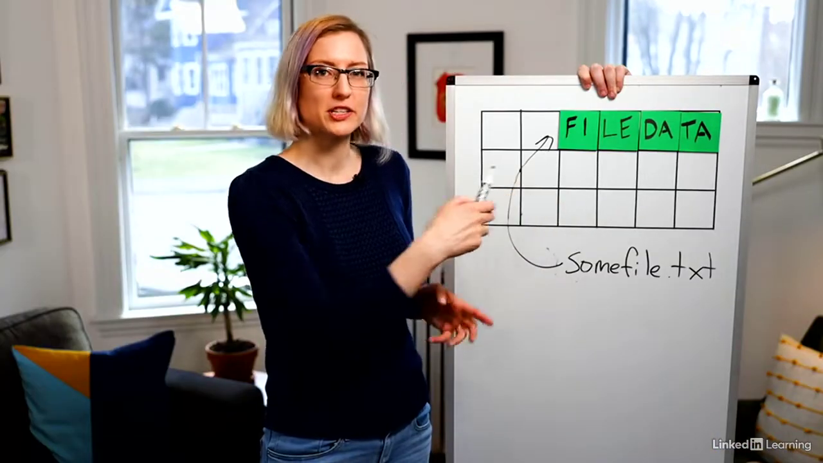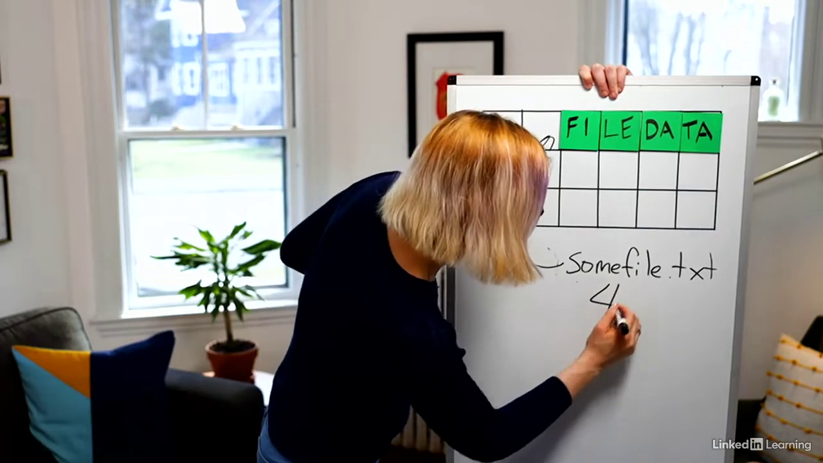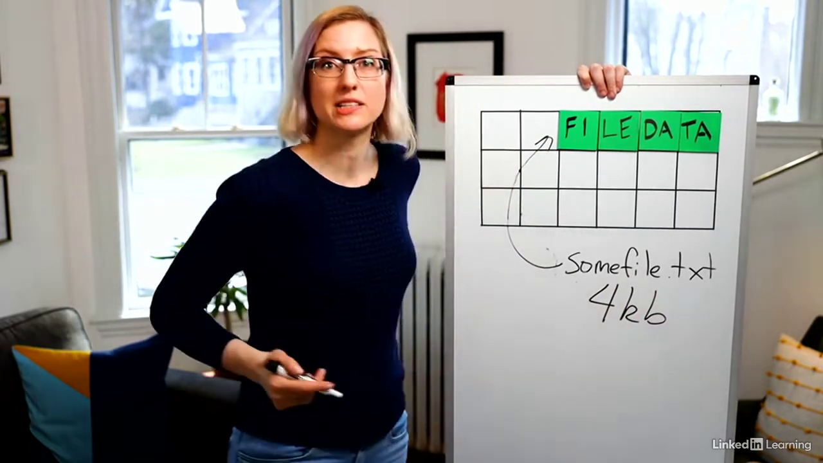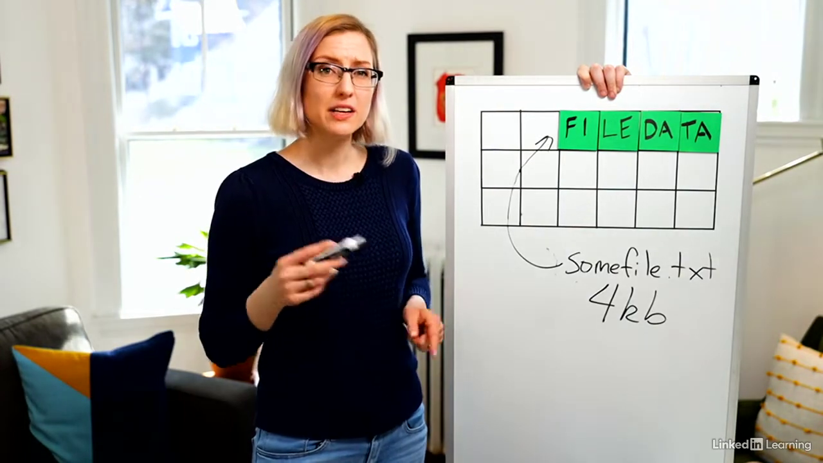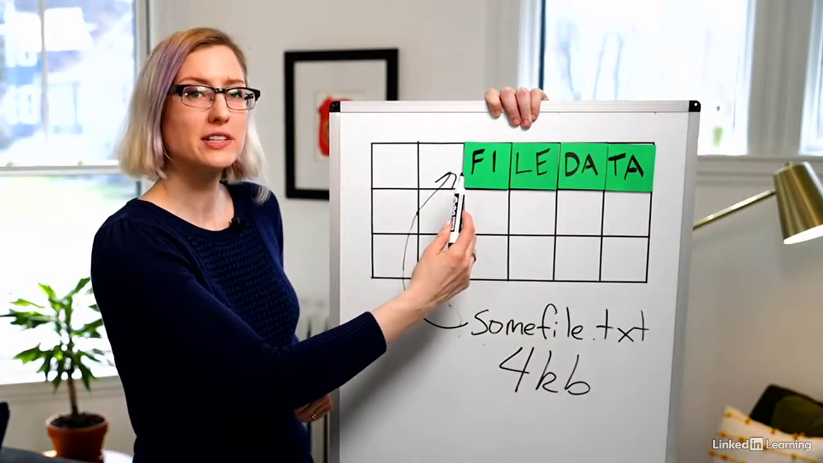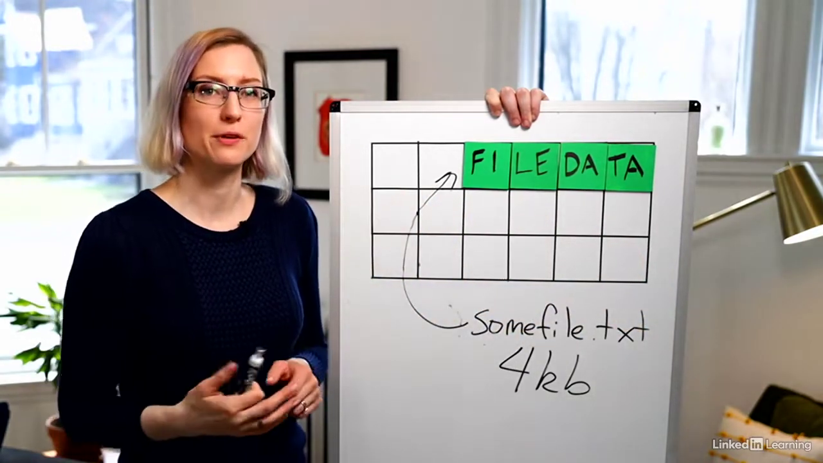There's also information stored with the file name. For example, the size of the file. So this file might be 4 kilobytes long. So the computer knows that if you want to access the contents of this file, it follows the pointer to where the file starts, reads the next 4 kilobytes, and then loads all of that content for you.